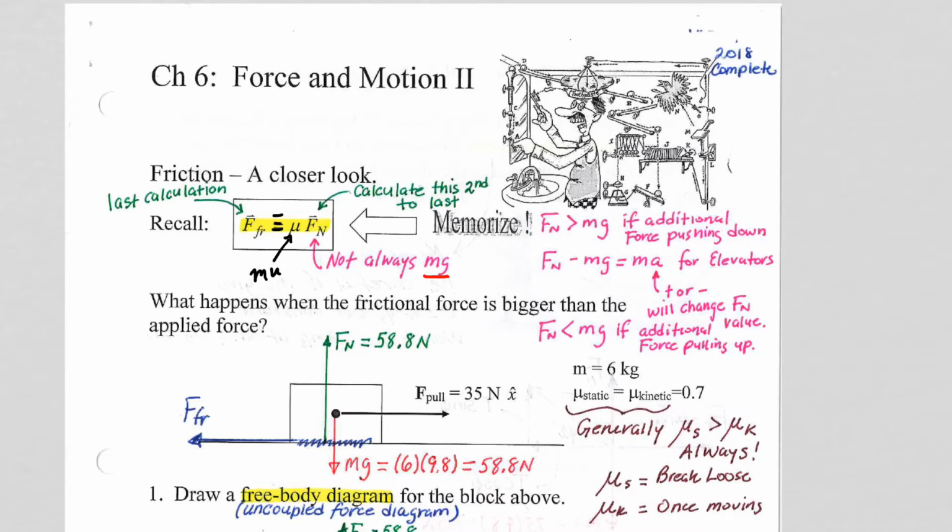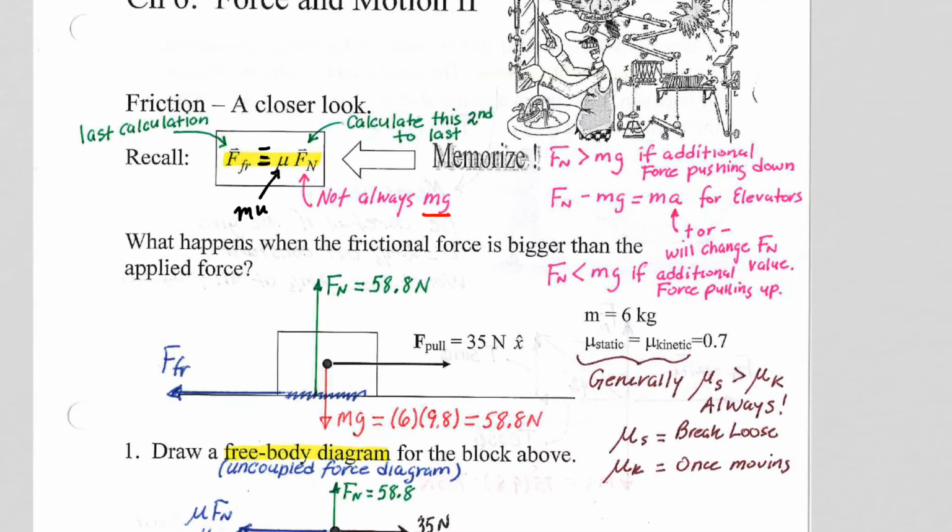Sometimes, as we peek down here, the weight force, 58.8 newtons, does equal the normal force. But we talked about in Chapter 5 when the normal force can be greater than mg, and that's if you have additional forces pushing down. It can be less than mg if you have additional forces pulling up.